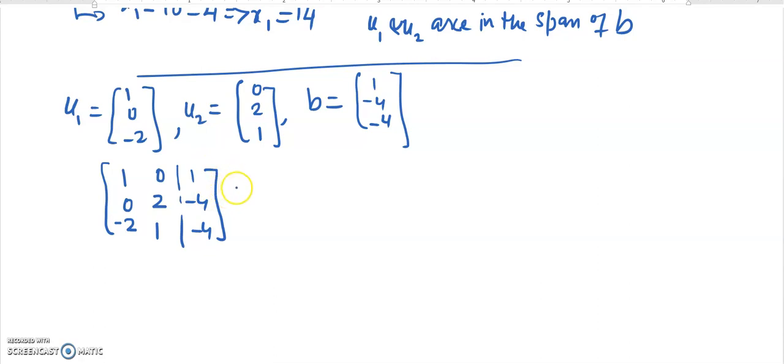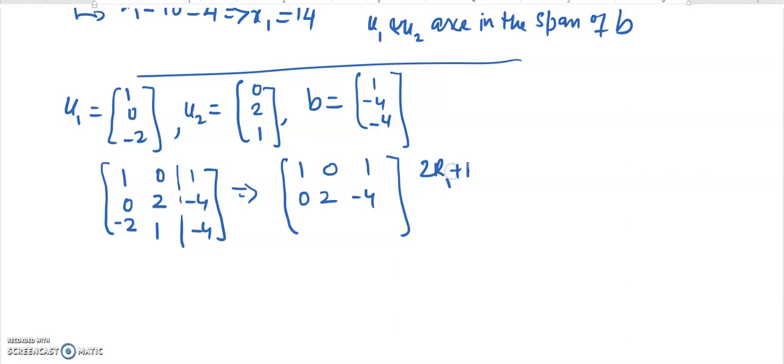Okay, so we can apply the Gauss elimination method. This entry we need to make 0, so 1 0 1 0 2 minus 4, and the row operation which we will apply is 2 times row 1 plus row 3, that will be the new row 3. Okay, so that will be 0 0, and then 1, and then 2 minus 4 is minus 2.